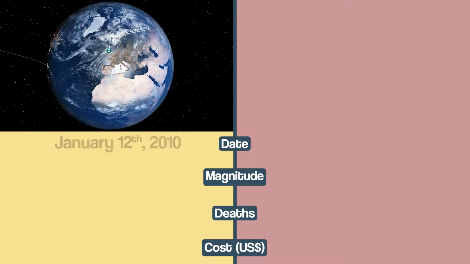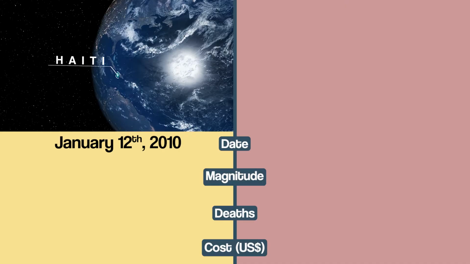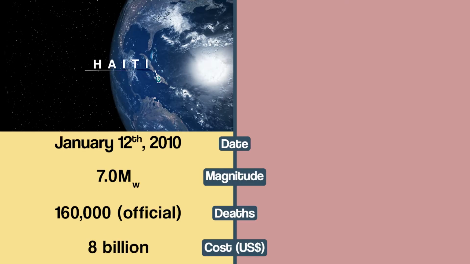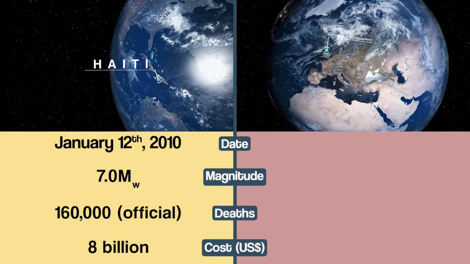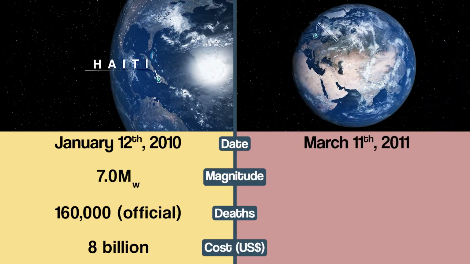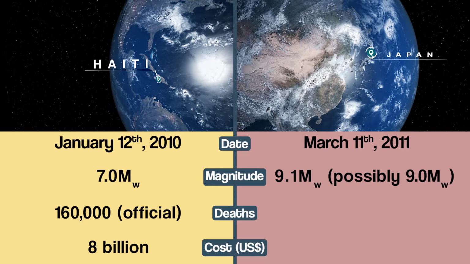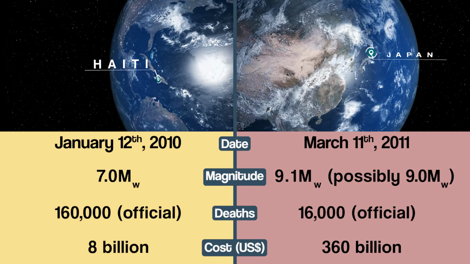Haiti, January 12, 2010. A magnitude 7 earthquake. Number of deaths, 160,000. Cost of damage, $8 billion. Japan, March 11, 2011. A magnitude 9.1 earthquake and resulting tsunami. Number of deaths, 16,000. Cost of damage, $360 billion.